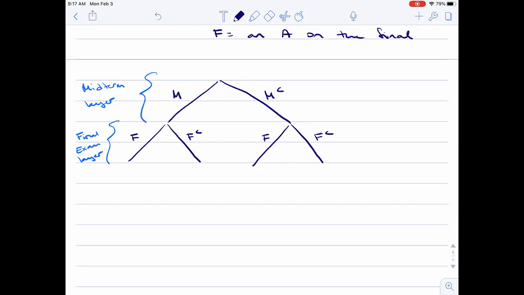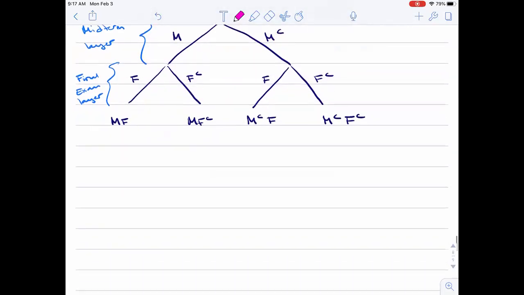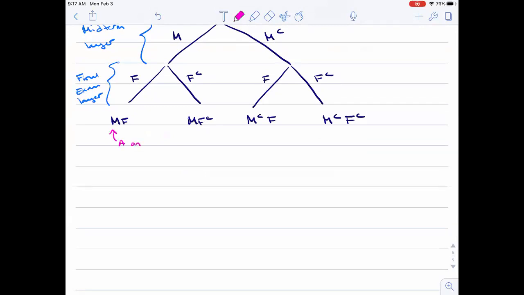At the end of each of these branches, I'm going to have all the possible outcomes, right? I can either have an A on the midterm and an A on the final, or I can get an A on the midterm and not an A on the final. Right, so I'm just listing these as they trickle down each of the branches. I could not get an A on the midterm, but I could get an A on the final. Or I could not get an A on the midterm and not get an A on the final. So how we read these is A on the midterm and A on the final.